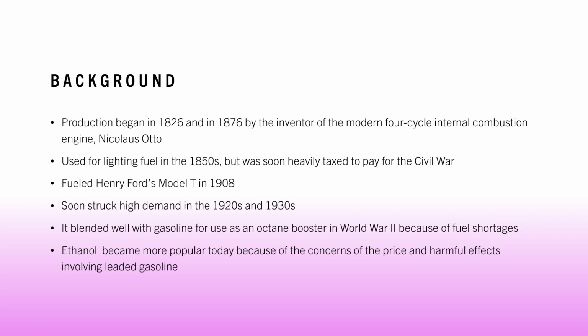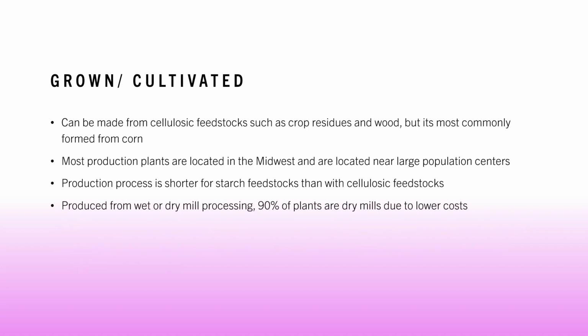Because of fuel shortages, ethanol became more popular, and today it is popular because of concerns about the price and harmful effects involving leaded gasoline. Ethanol can be made from cellulosic feedstocks such as crop residues and wood, but is most commonly formed from corn. Most production plants are located in the Midwest and are located near large population centers.